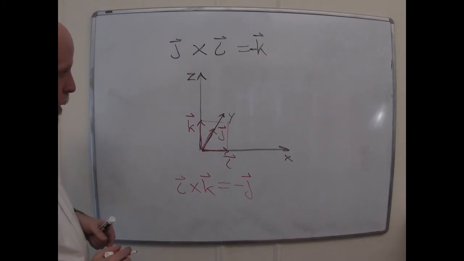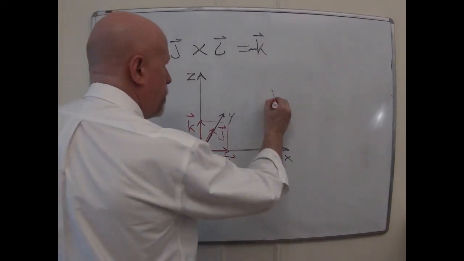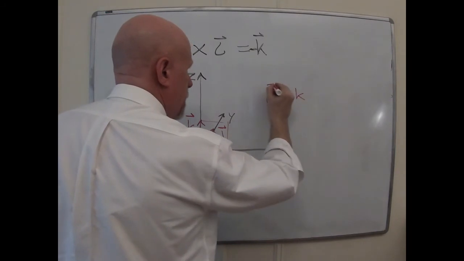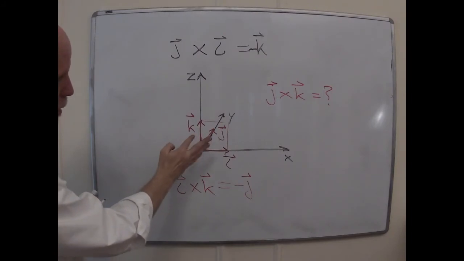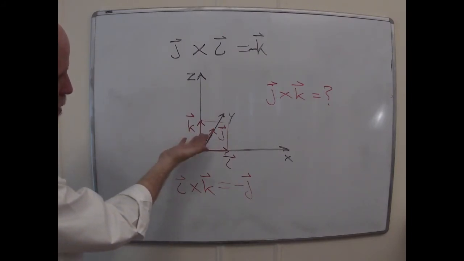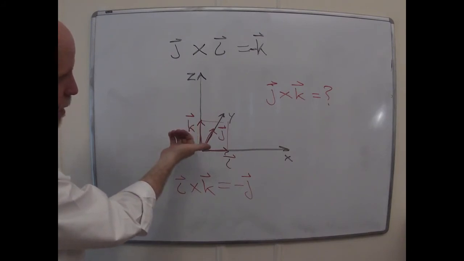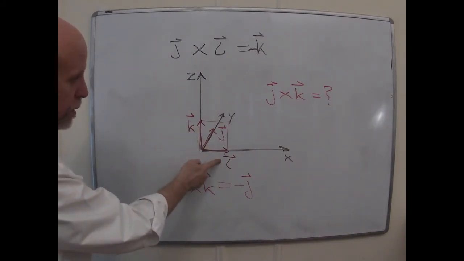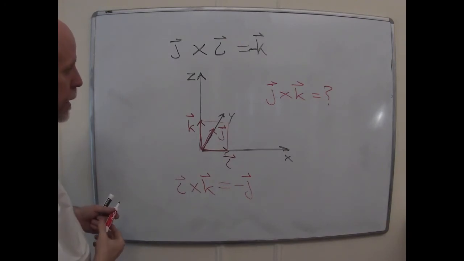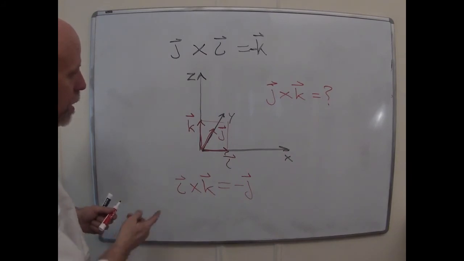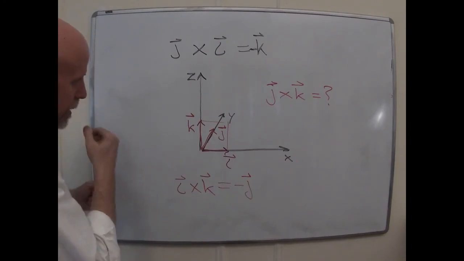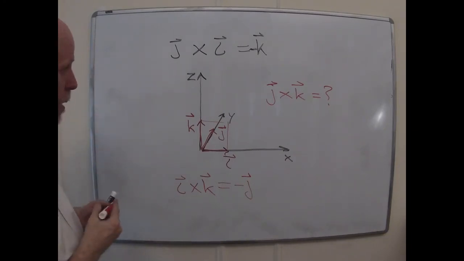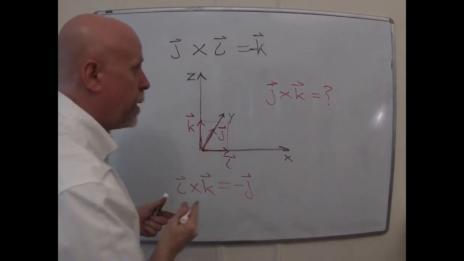Let me give you another quick example of that. What do you get if you do j cross k? j's into the board, so point your fingers into the board, curl them towards the z-axis, that means coming up, and your thumb ends up pointing out along the x-axis in the direction of vector i. And its magnitude is the size of the parallelogram, which is again a 1 by 1 square. So j cross k is i.